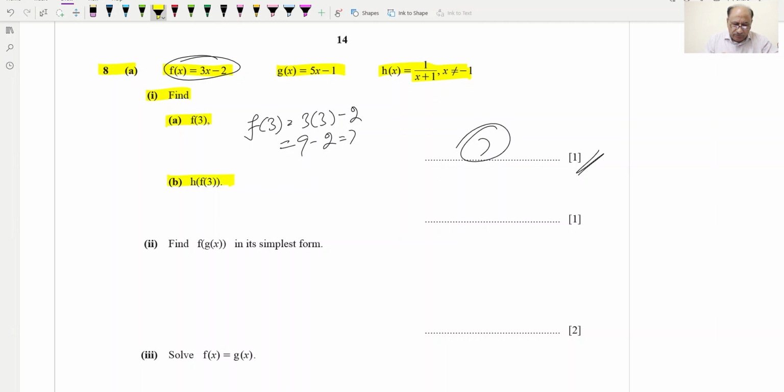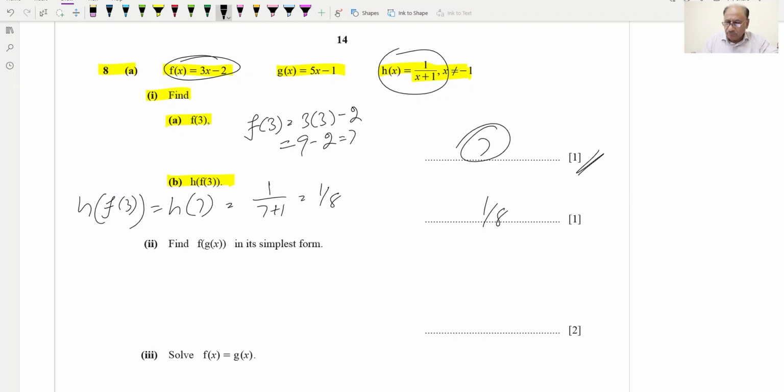Now b part, h of f of 3. Now f of 3 is 7, so we can write h of f of 3 will be equal to h of 7, which is equal to, we will replace in this h of x, 1 over 7 plus 1, which is equal to 1 over 8. So our answer will be 1 over 8 for this 1 mark question.